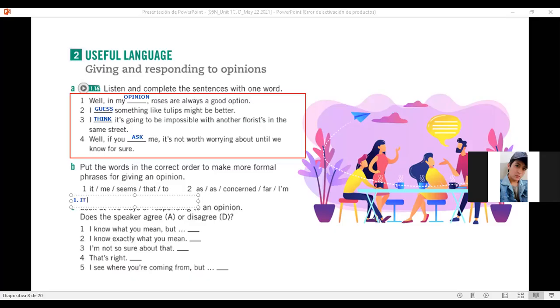It seems to me that. Perfect. It seems to me that. Me parece que. Sí, me parece a mí que. And let's move to number 2. How would it be number 2? Juliet, can you help me with number 2, please?